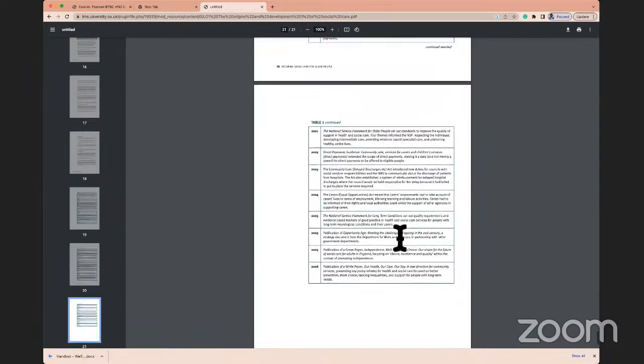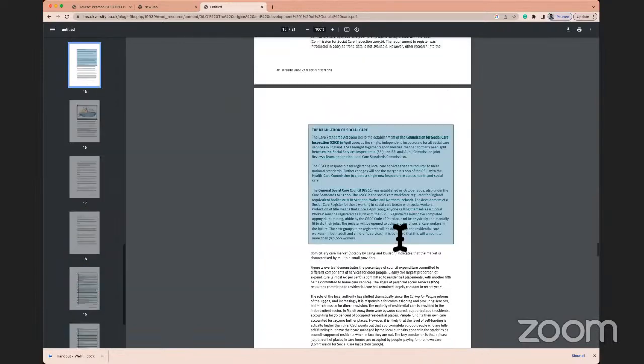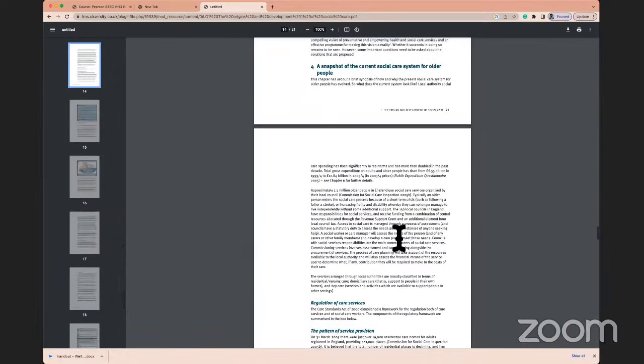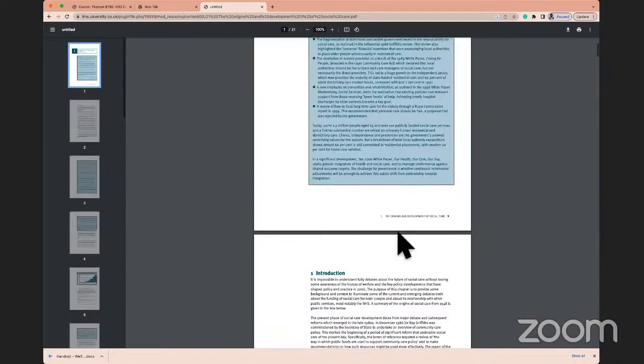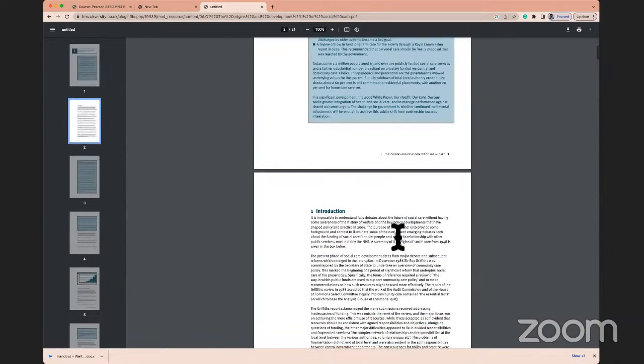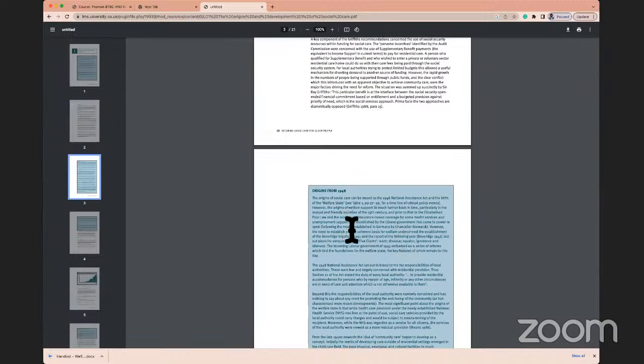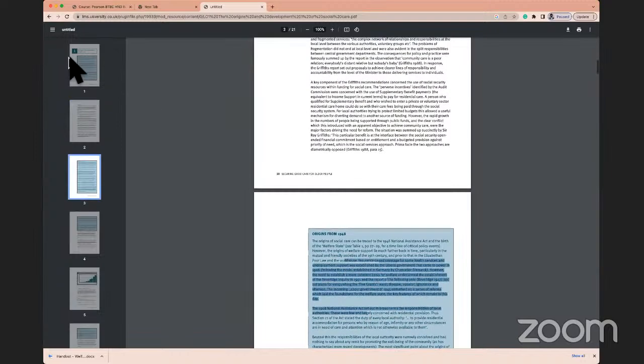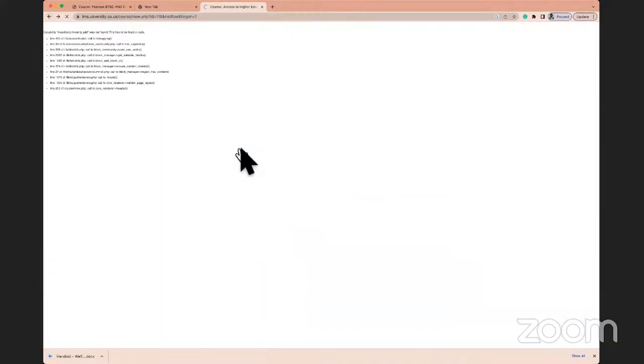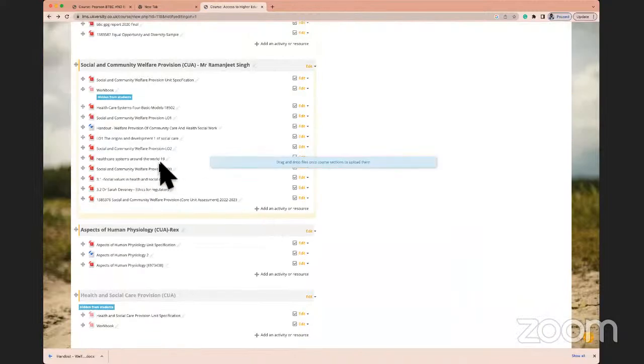So this, I would suggest, is a must read for you, because this will explain why there was a need, what the government has done, the Griffiths report, the Beveridge report. The Griffiths report is published in detail in this particular handout. And if you want to read the Beveridge report, it is also here. So it'll give you a good understanding of these two reports, which are important for this particular unit.